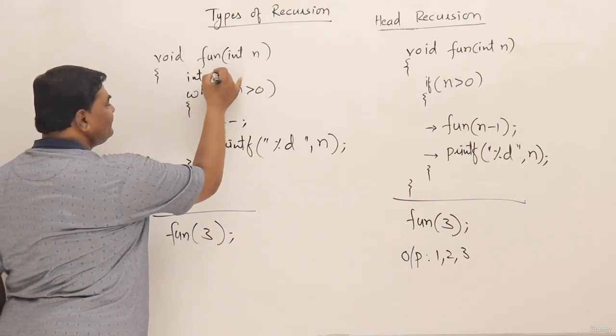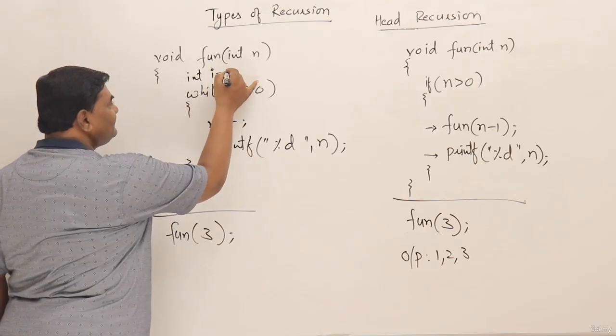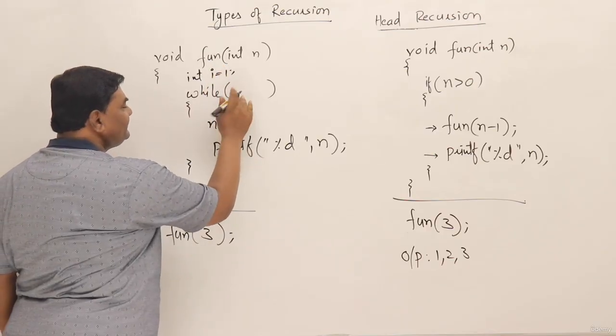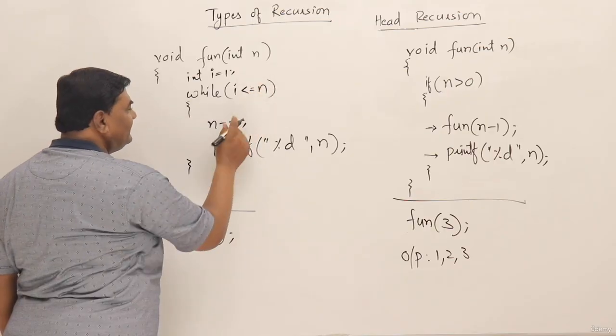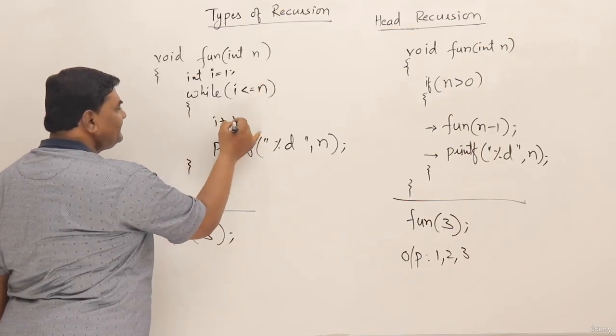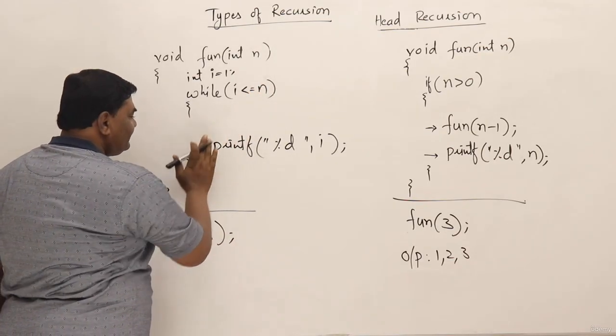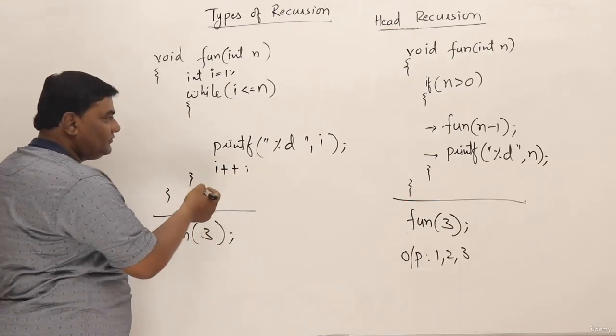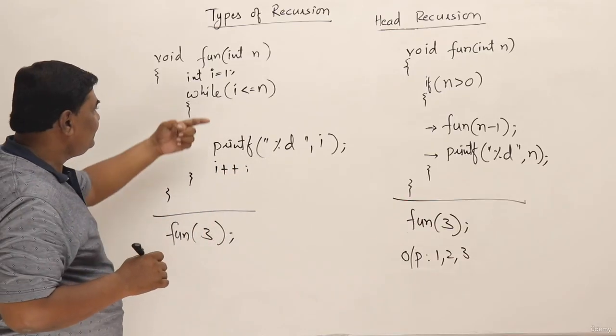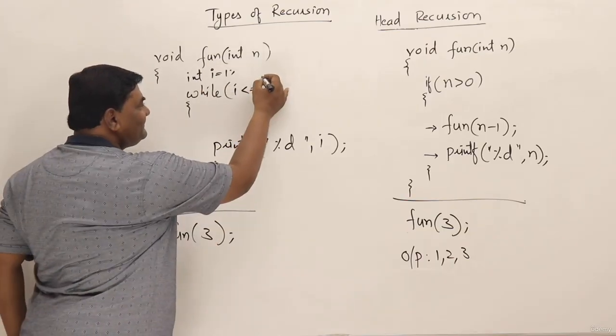Suppose I take some variable i, and its value is 1. Then I should say i is less than or equal to n. Then here I should say i plus plus, and I should put this i plus plus after printf. So let us try to run and see this. If I pass the value 3, that is n is 3.